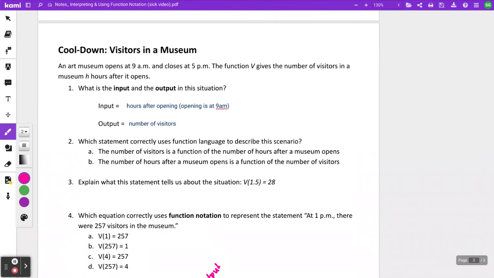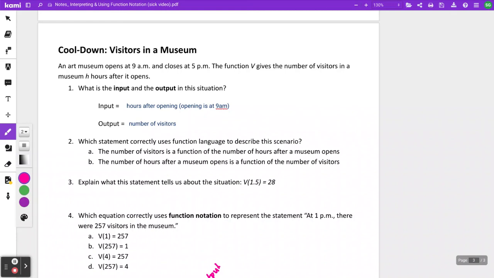The input is going to be how many hours after opening it is. The output's going to be the number of visitors the museum has. That's going to be really helpful when we try to find this function language.